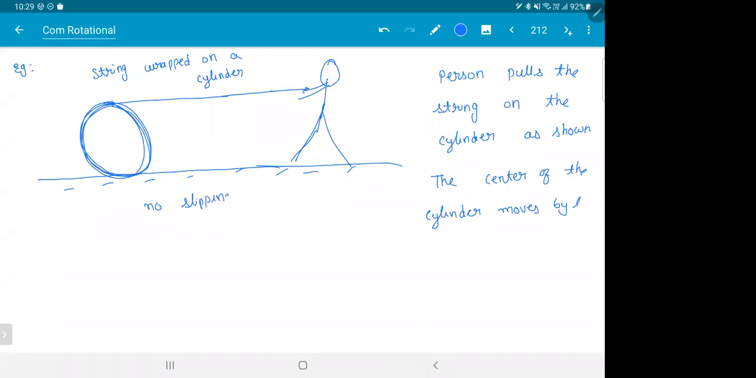Able to visualize, you have a cylinder. You must have seen a thread spool, right? Did you ever try this? If you catch the end of the thread and keep it on the ground and pull it, what will happen? The thread comes out, right? Normally you get a thread spool like this. If you catch this and pull, what will happen? This will roll on the floor.